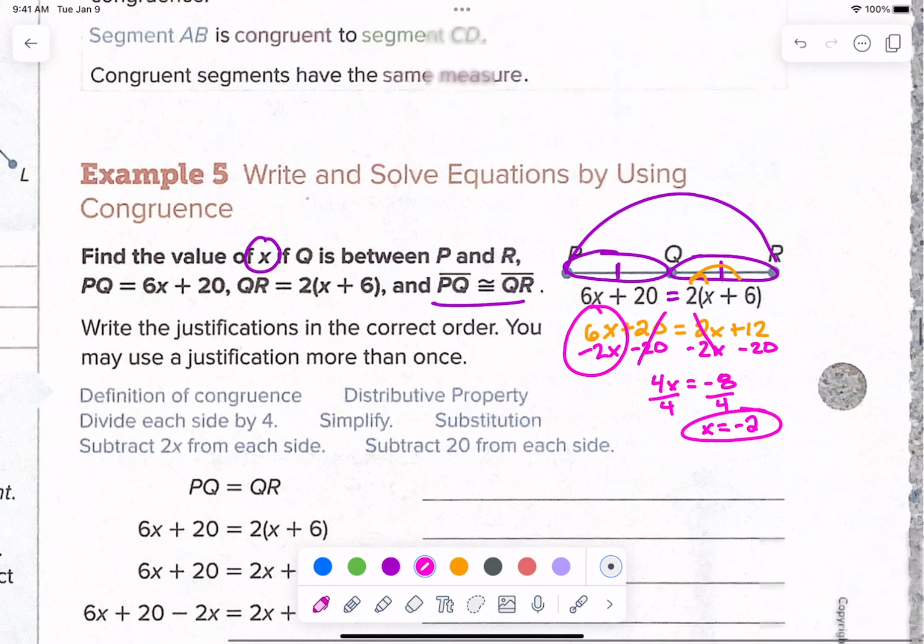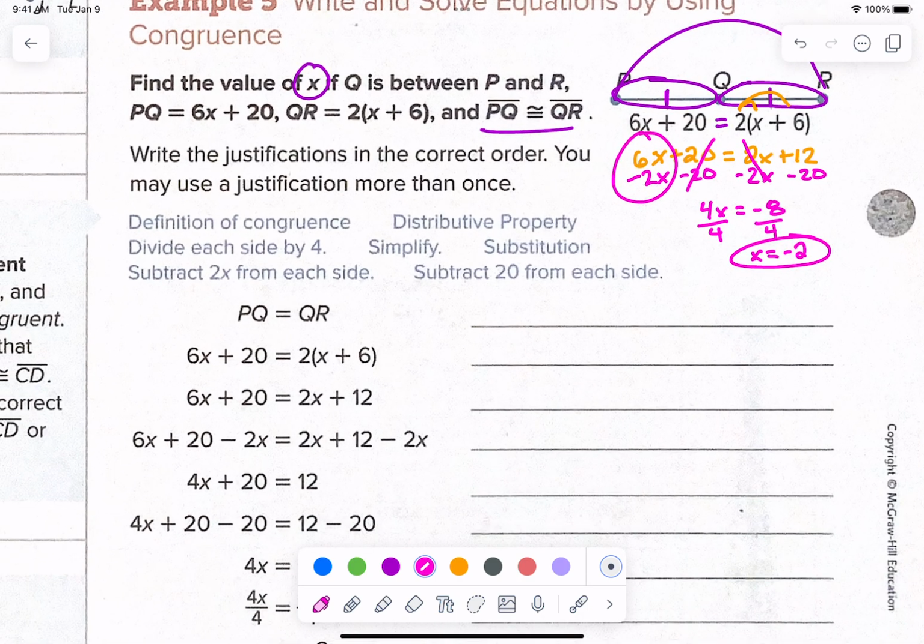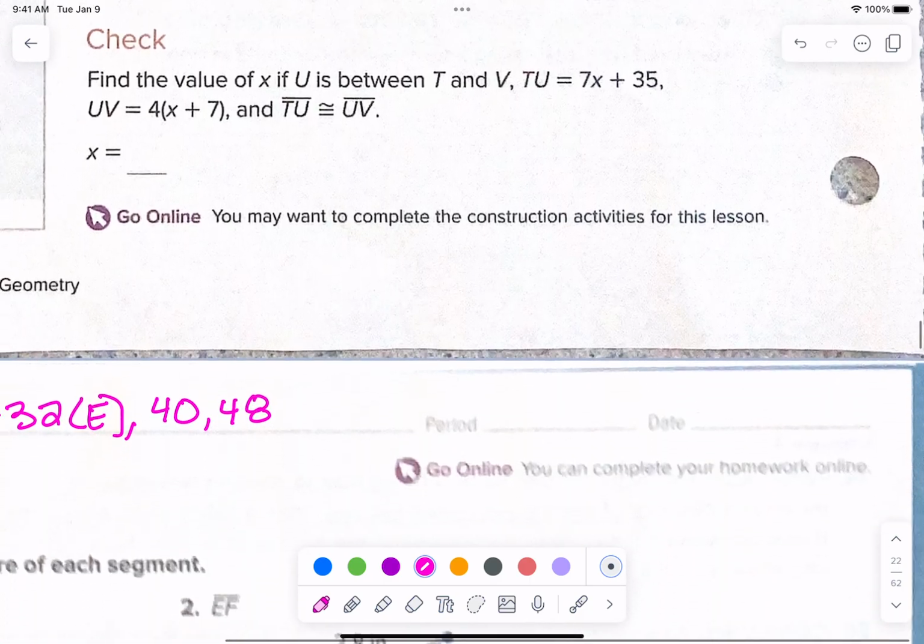Now, do we have to plug back in? If we reread the question, it says find the value of x. Nope, we're done. Did you see how that works? When it says they're congruent, you can just set them equal to each other. You don't have to add them together and set them equal to the total. Okay? And that is all.